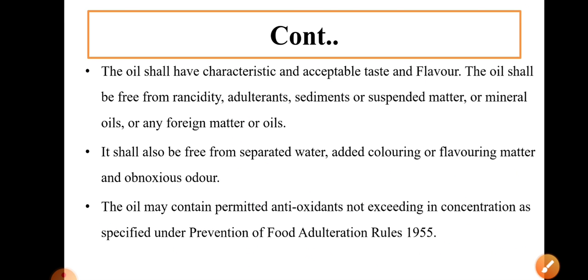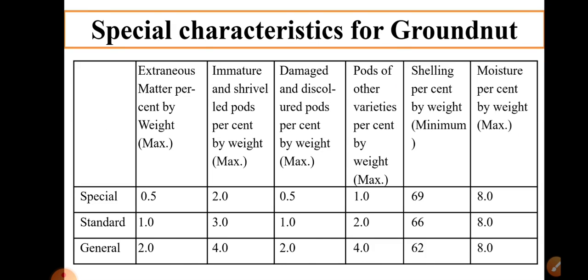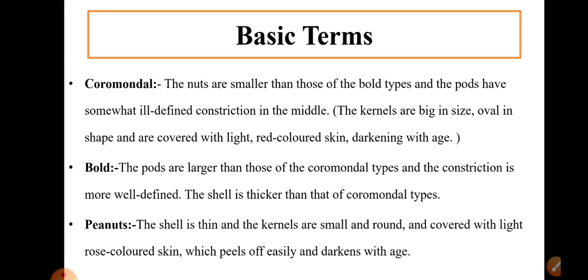Now, what have we seen today? Today we have seen the Agmark for various oilseeds. In that, first we have seen some basic terminology. Coromandels are small size pods, ill-defined or smaller as compared to the bold. Then what is a bold kind of groundnut? A bold kind of groundnut has bigger size pods as compared to the coromandels.